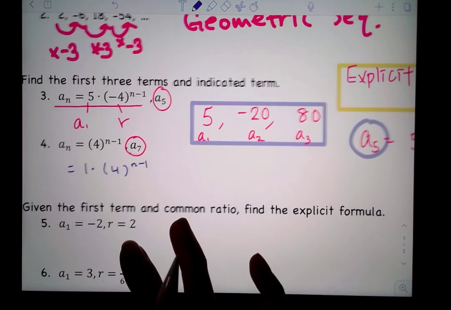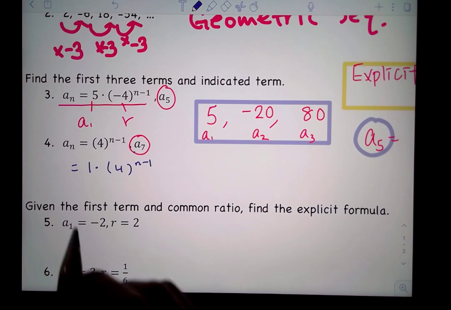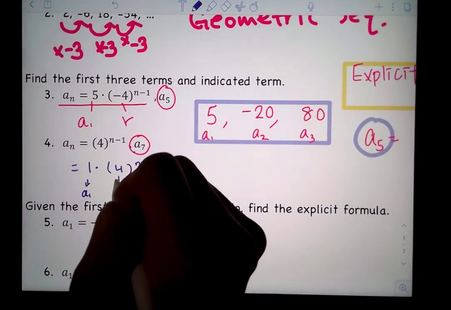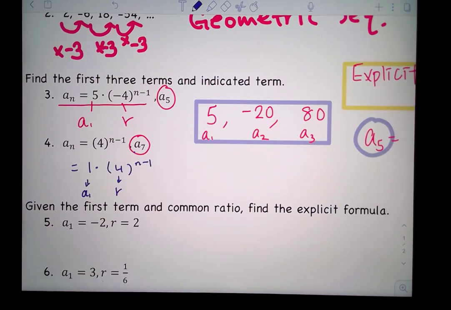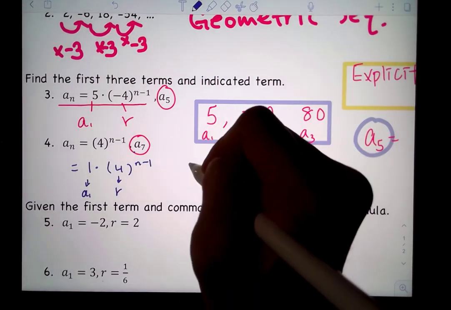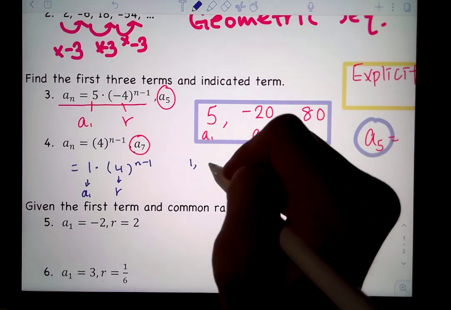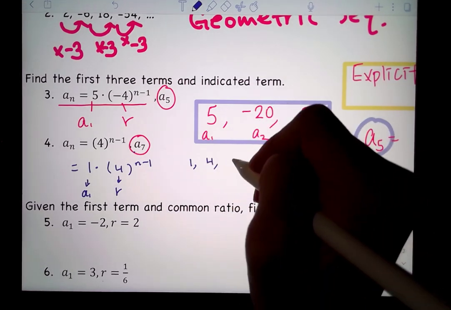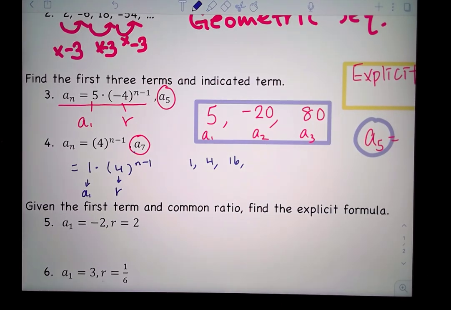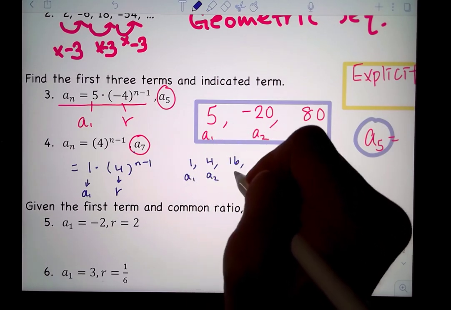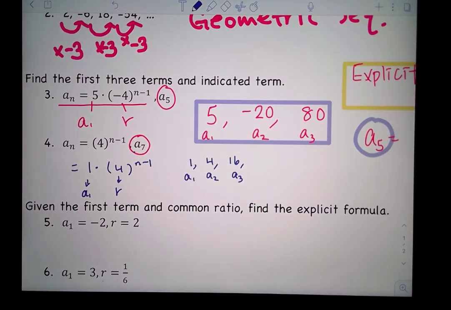Now my A1 is 1, right? And my R, that's 4, right? So let's write it. Then 1, and next you multiply by 4. So 4, 16, right? And you can keep going, but we just need 3 terms. So this is my A1, A2, A3. So we got 3 terms.